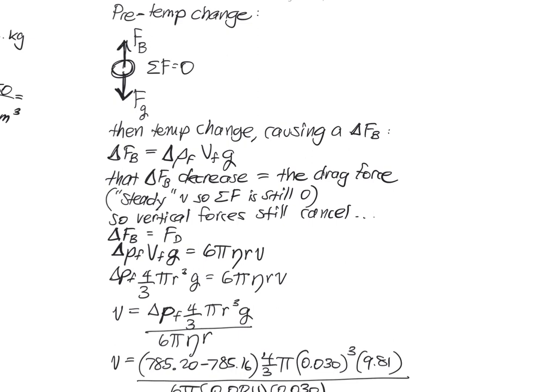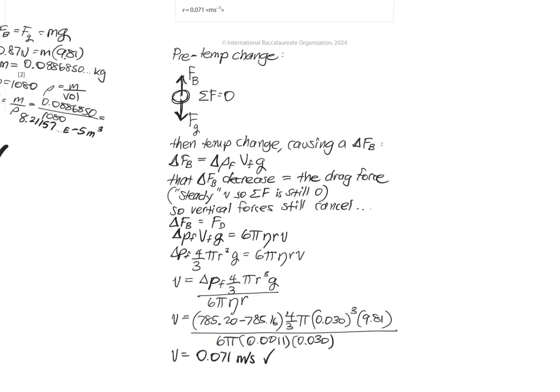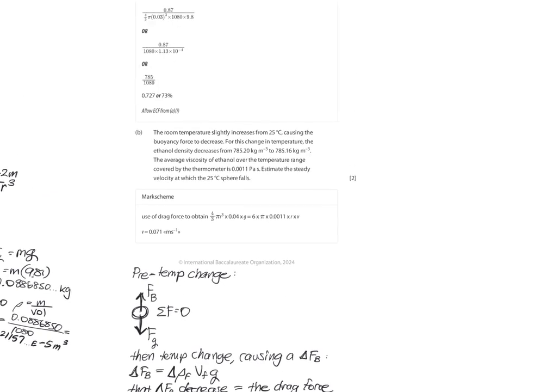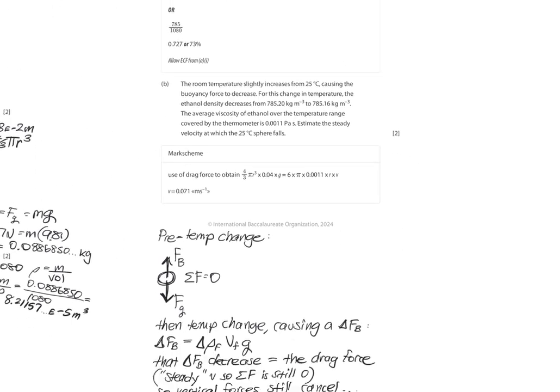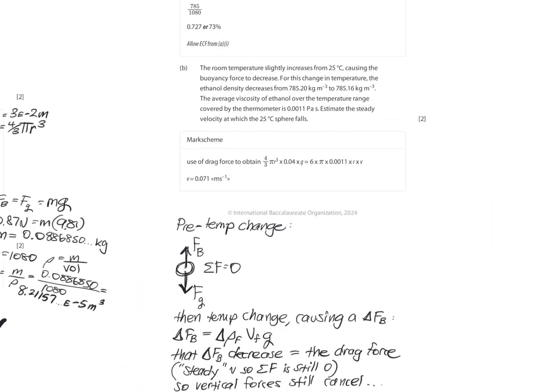So with steady velocity, the sum of the forces is still 0, the vertical forces are canceling. The decrease in buoyant force, that change in buoyant force, was balanced by the drag force that popped up. So that's where I put in the change in density times the volume times g equals the drag force, 6 pi viscosity, radius, velocity. And so it's that change in the density where the 0.04 is coming from. It's that density change right there.